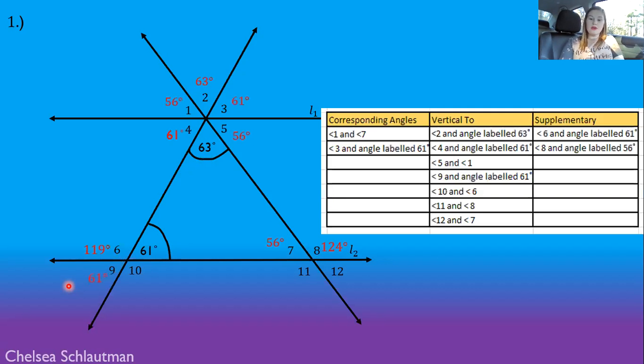Angle 10 is also vertical to. It's vertical to angle 6, so they're both going to be 119 degrees. Angle 11 is going to be vertical to angle 8, so that means it's 124 degrees. And angle 12 is vertical to angle 7, so it's 56 degrees.